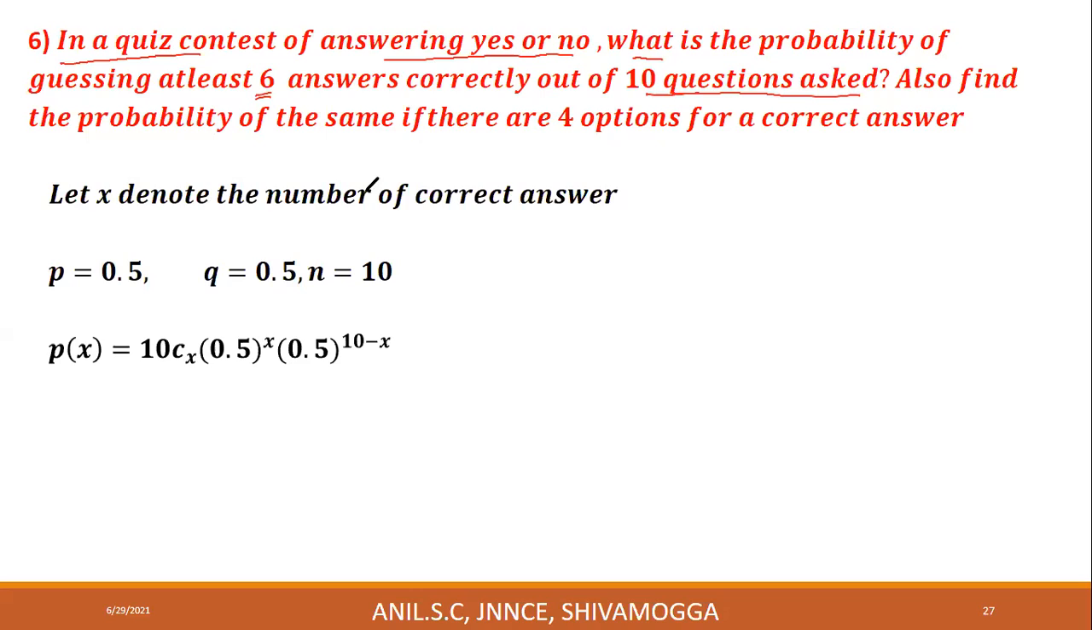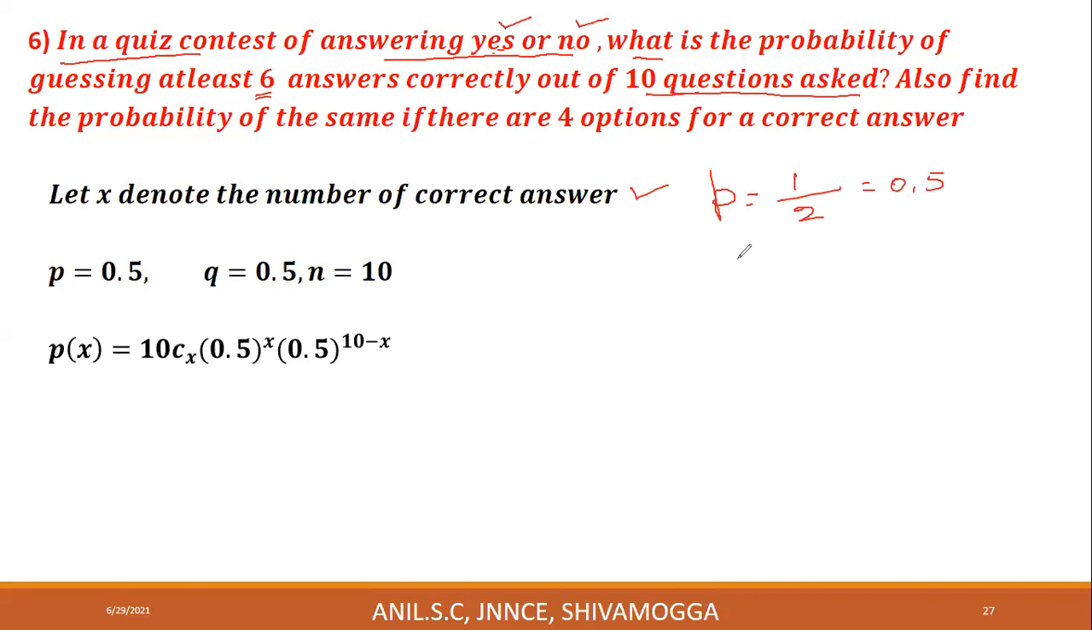Let x denote the number of correct answers. What is the probability of guessing a correct answer? There are only 2 possibilities, one is yes and one is no. The correct answer is one among these 2 possibilities. Therefore, P is equal to 1 by 2 or 0.5.